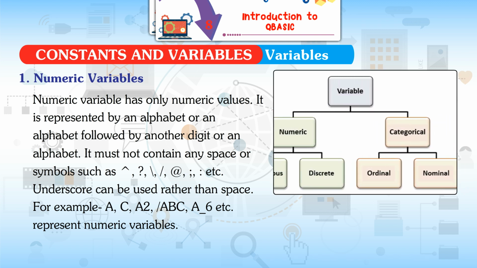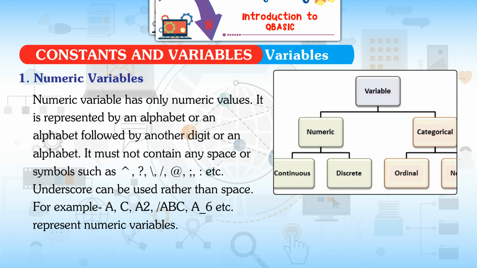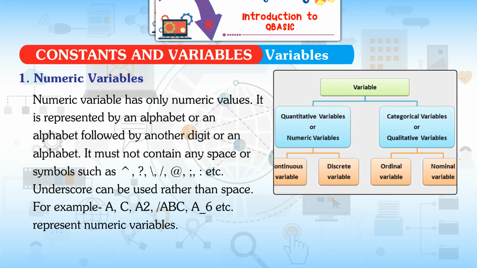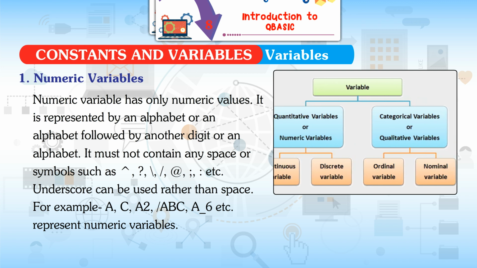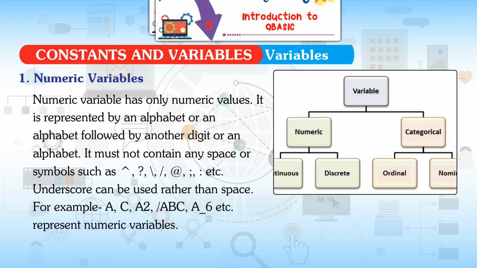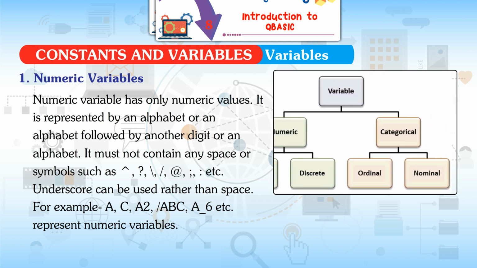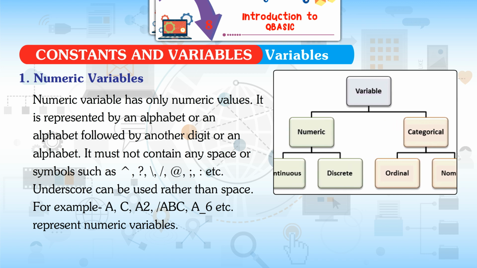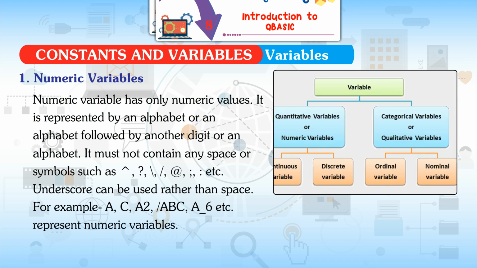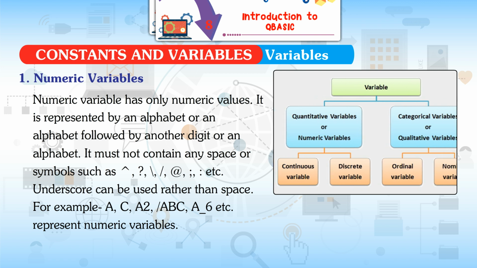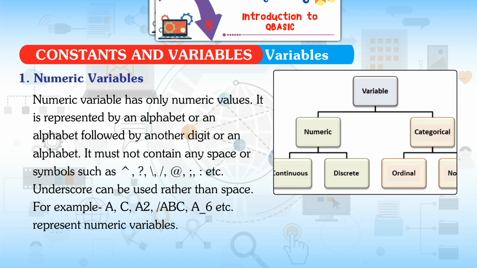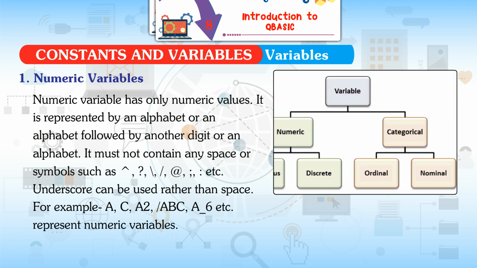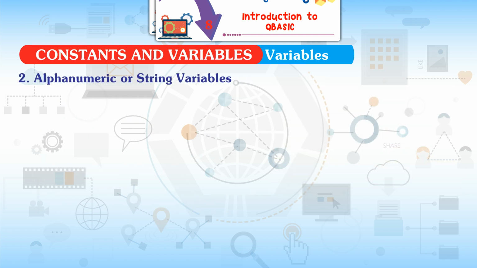It is represented by an alphabet, or an alphabet followed by another digit or an alphabet. It must not contain any space or symbols such as exponent, question mark, backslash, forward slash, @, semicolon, colon, etc. Underscore can be used rather than space. For example, A, C, A2, ABC, A_6, etc. represent numeric variables.